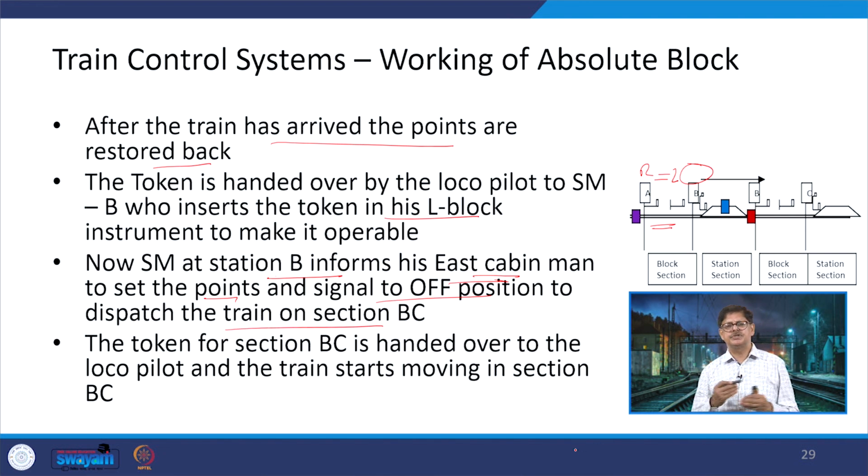That means the procedure is now going to be repeated. The token for section BC is handed over to the loco pilot, and the train will start moving in this section. So, there is a communication to see whether the line clear is there or not, then a communication in terms of the block instrument, and a communication of the station master with the cabins provided to operate the points. Finally everything is set, and the token is generated and given as an authority to the loco pilot to move on the sections. That is what we have discussed in terms of the absolute block system.